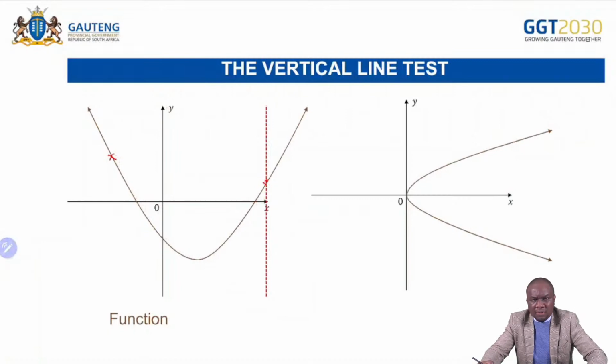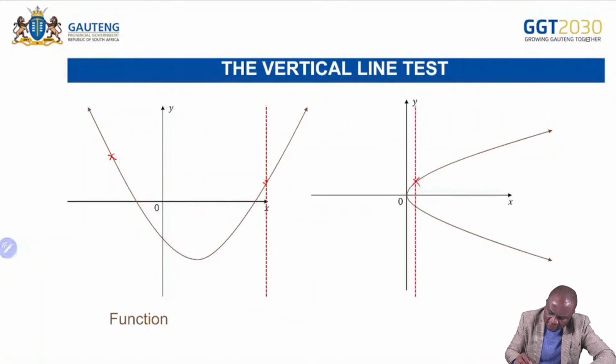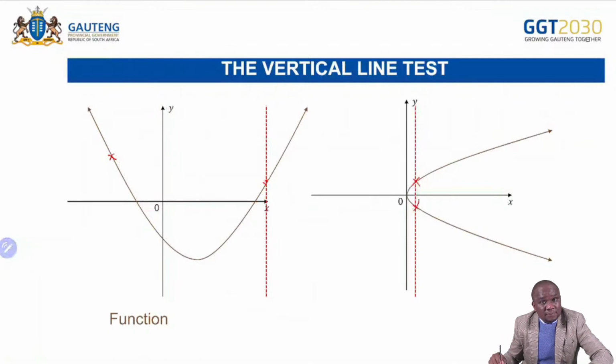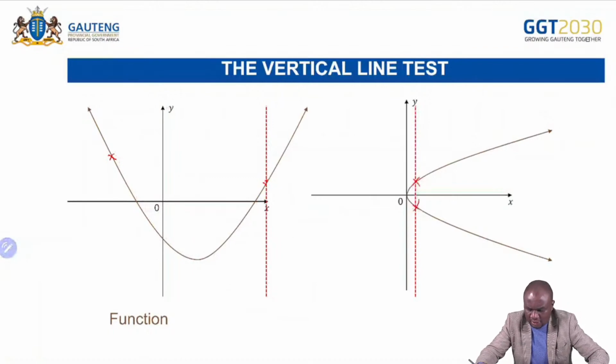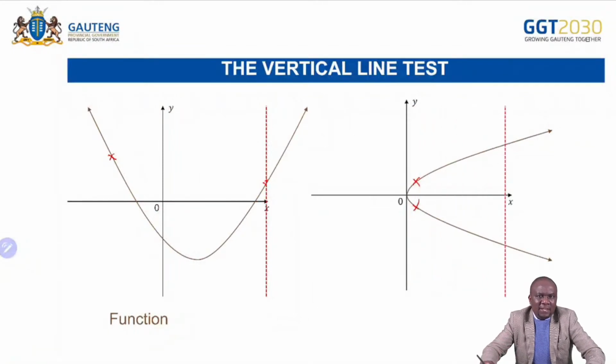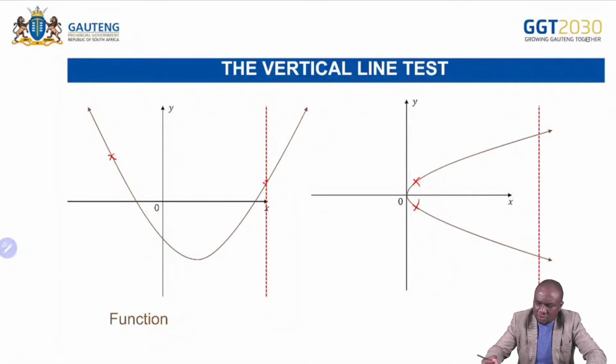But when we come to this one, we draw our vertical line. You see, this is cutting the graph there and there. So it's cutting the graph twice. Okay, you see that? So it's not a function because of that. So vertical line test, the vertical line must cut the graph once. And then even if we move it across, you see, it is cutting the graph at two places. So this is not a function.